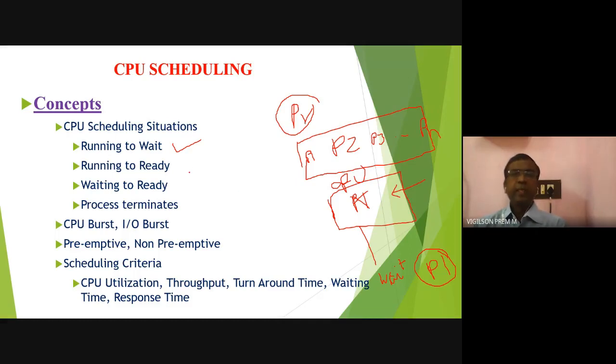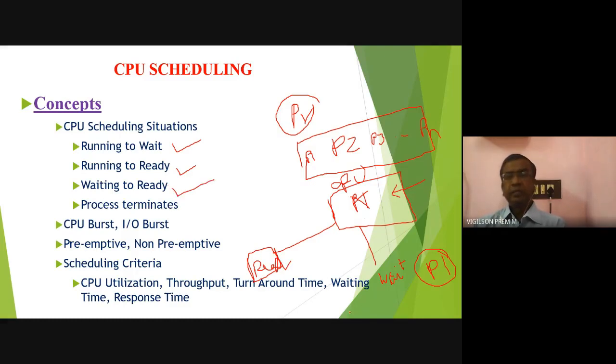One situation. Second situation, running to ready state. Already we have discussed the various states in the process states diagram. So now P1 is running. Instead of waiting, it is going to ready state due to some interrupt. Now the CPU is free. At that time also scheduling is required.